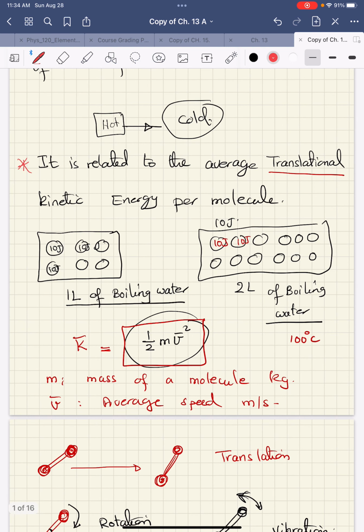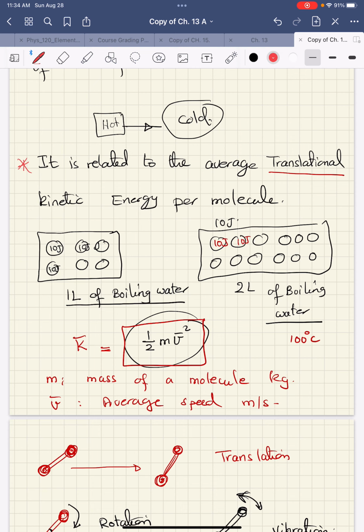Then here, if I have 1 liter of boiling water, which means, let's assume for simplicity, 6 molecules. And then if I have 2 liters of boiling water, they are both at the same temperature, which is 100 degrees Celsius. But the 2 liters have maybe 12 particles or molecules. And if I assume every particle on the left has 10 joules, then the particles on the right also have 10 joules because the temperatures are the same.